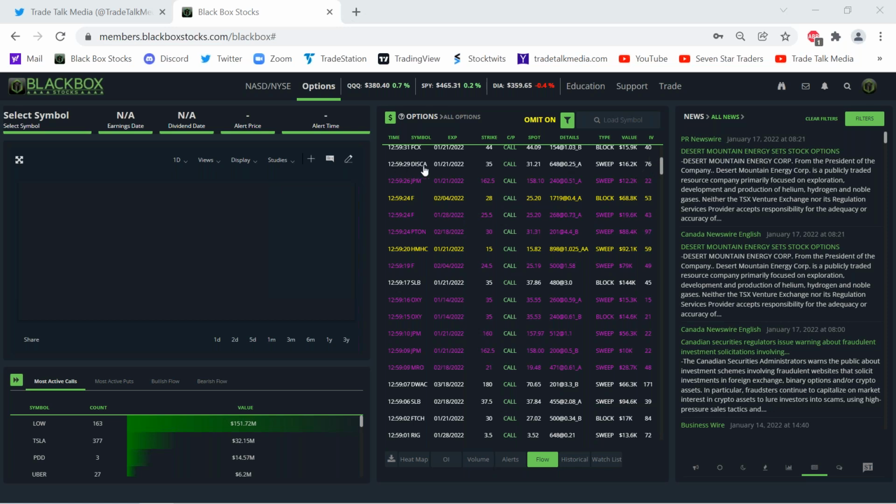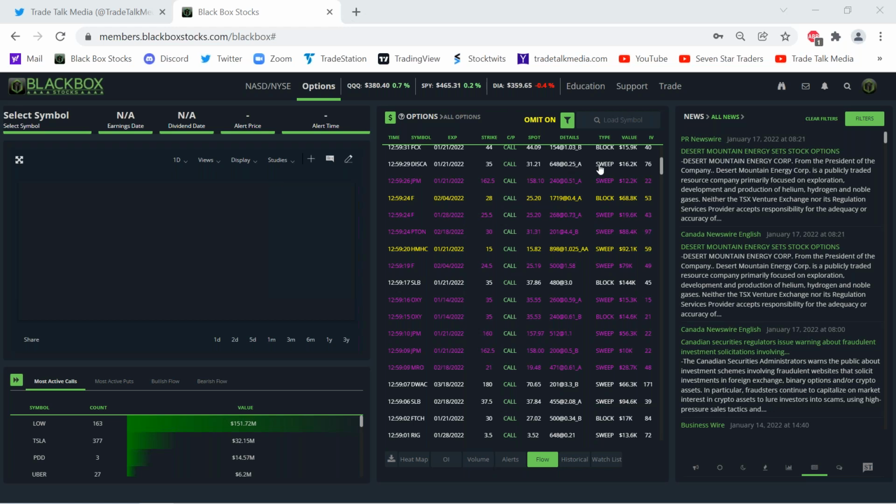So we've got the time, we've got the exact contract they're trading, we've got the spot price of the underlying when the trade took place. We know exactly how many contracts, what they paid for, where in the spread, and whether it was a block or a sweep. That is extremely important information.